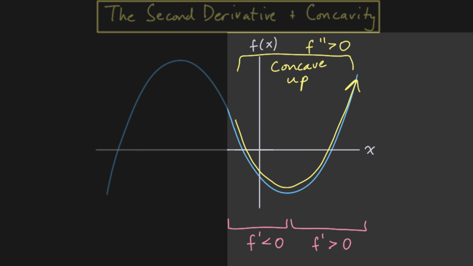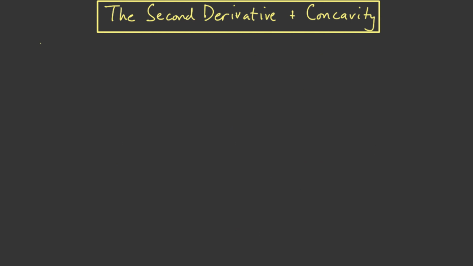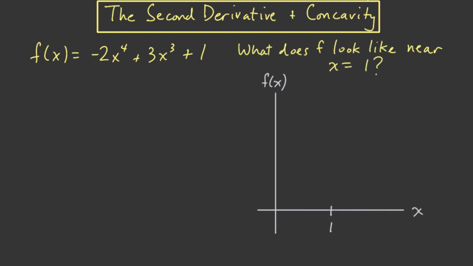Let's work out a numerical example to see how this can help us. So I'll erase this here, and let's say we have a function f of x equals minus 2x to the fourth plus 3x cubed plus 1. And we want to know, what does the graph of f look like near the point x equals 1? So we can certainly calculate f of 1. f of 1 is going to be 2. So this tells us that the point (1, 2) is on the graph. But that's it. That's all we have so far.